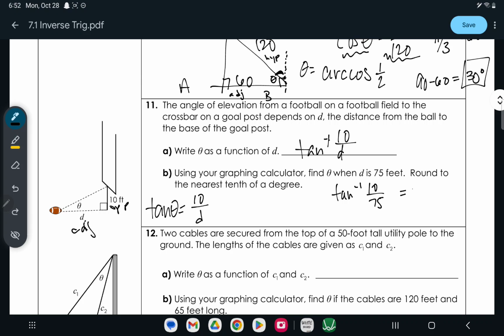So I get 7.59, so 7.6. And we're in degrees.